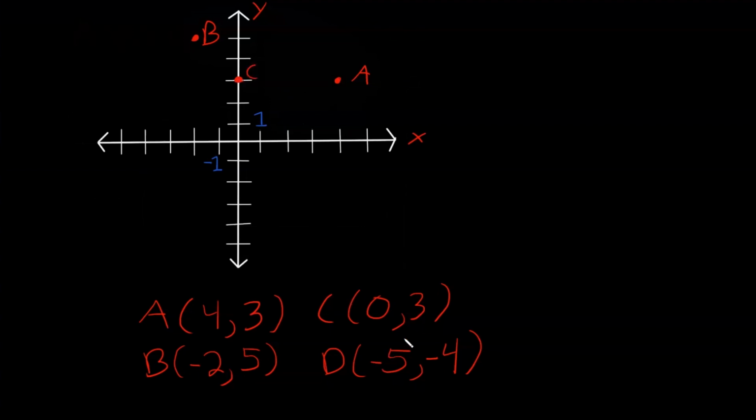And now our last point is -5, comma, -4. So we already know how to move in the negative x direction, right? That's just going to the left. So this is going to be -1, -2, -3, -4, -5. And then -4 is going to be down, right? Because down here is -1. So this is going to decrease by 1 each time we go down. So we already had -5 here. So this is going to be -1, -2, -3, and then -4. So that is point D. And hopefully this makes sense.